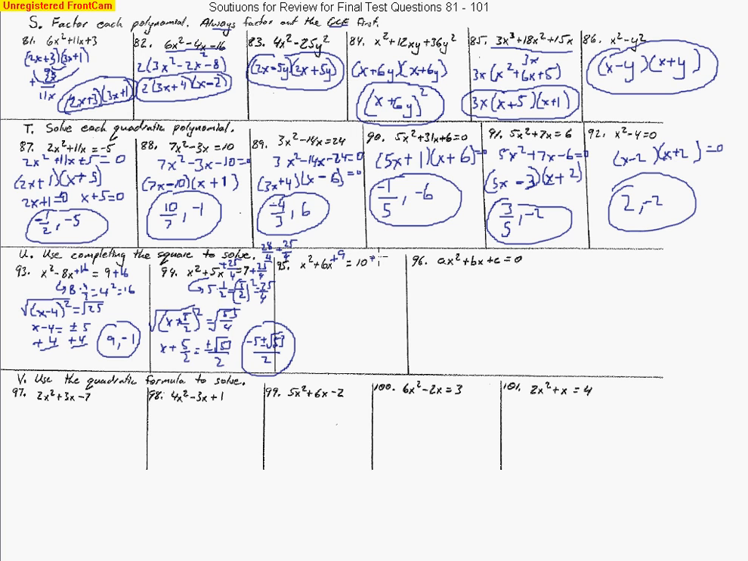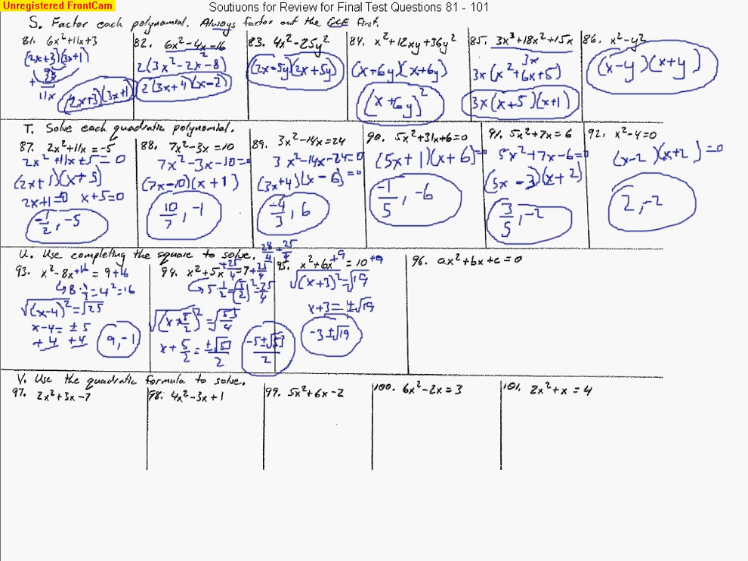So I end up having to add 9 to all sides. And then I go ahead and factor this. X plus 3 quantity squared equals 19. Take the square root of both sides. Leaves me with x plus 3 equals plus or minus the square root of 19. Subtract the 3, and you get negative 3 plus or minus the square root of 19 is the answer.